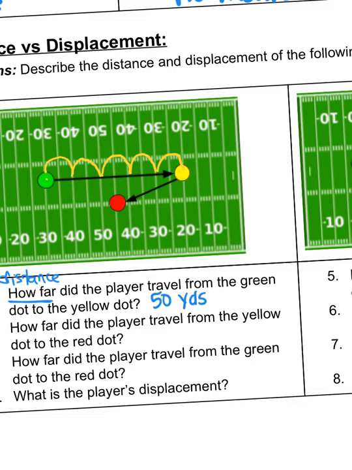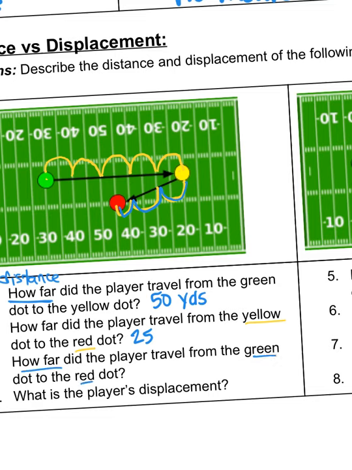Okay, now the question says from the yellow dot to the red dot. Again, how far? We're talking about the distance. Count with me. I'm glad a couple of you know. We'll do it again. 10, 20, and we only go halfway, right? So what is that? 25.